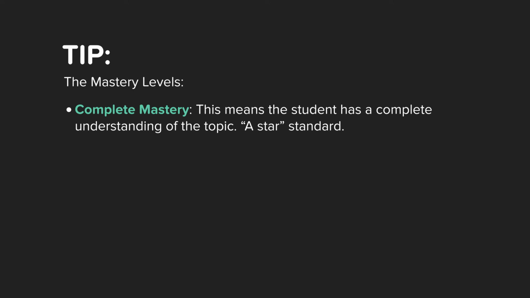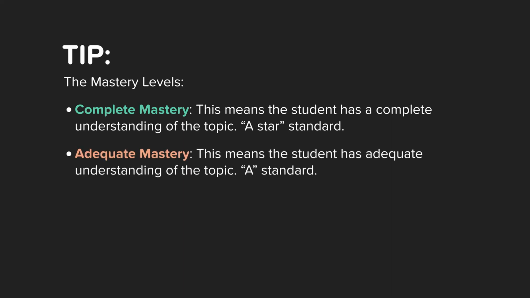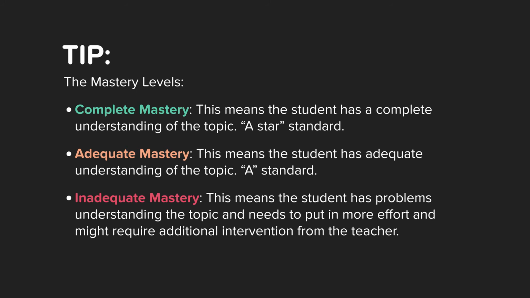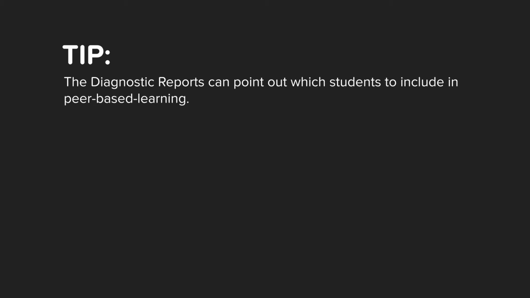Understanding mastery level. Complete mastery. This means the student has a complete understanding of the topic, A-star standard. Adequate mastery. This means the student has an adequate understanding of the topic, A standard. Inadequate mastery. This means the student has problems understanding the topic and needs to put in more effort and might require additional intervention from the teacher. Here's one more tip. The diagnostic reports can point out which students to include in peer-based learning.